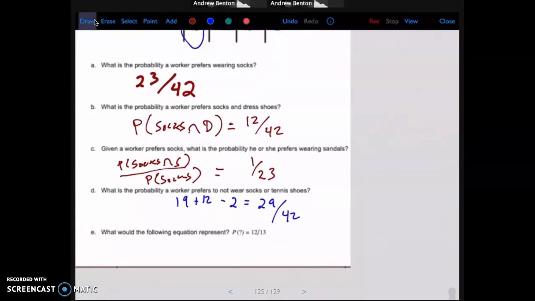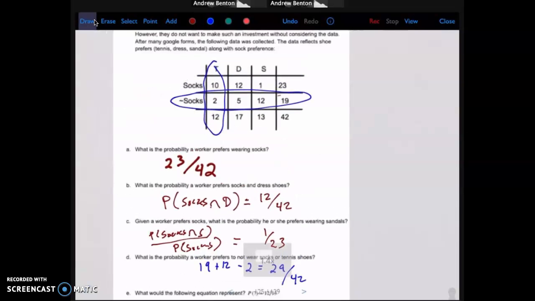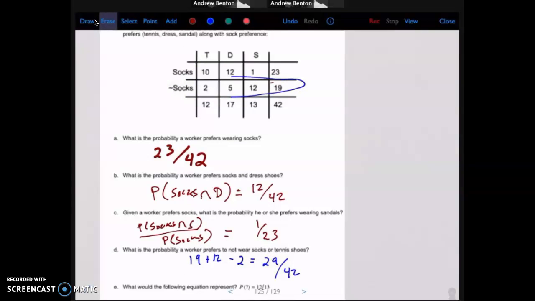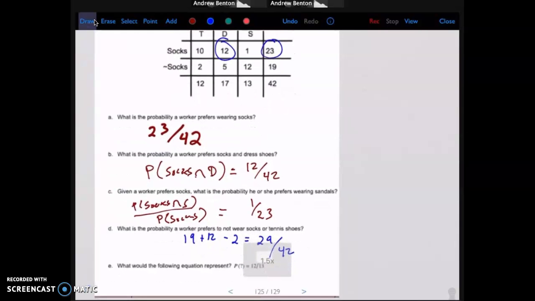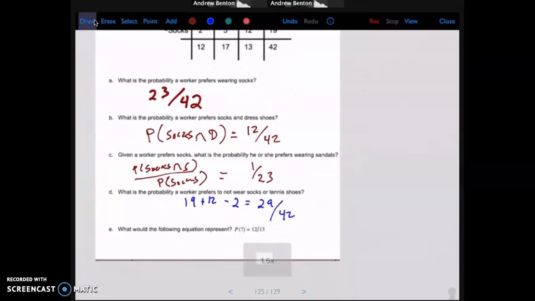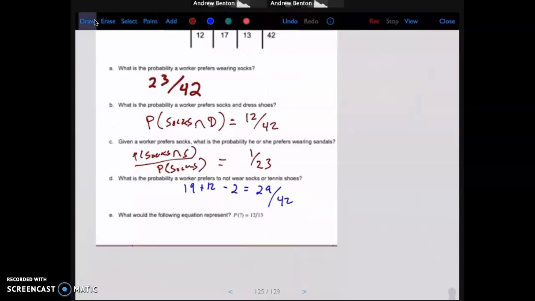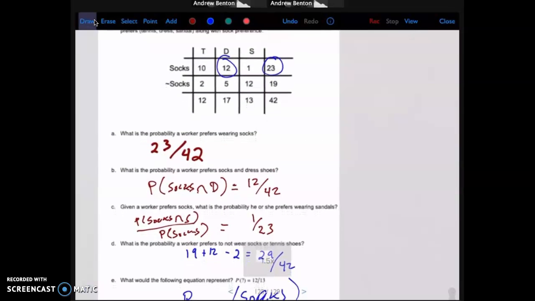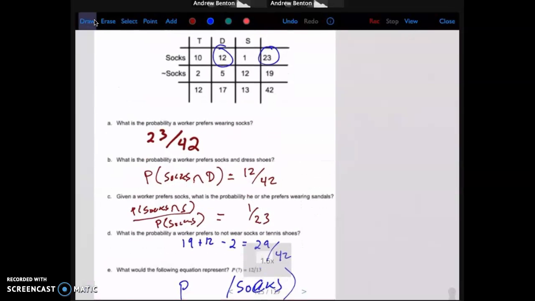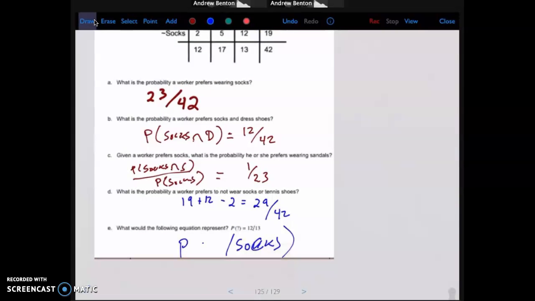Finally, what would the following equation represent? 12 divided by 23. I've got a couple different 12s, so I have to figure out which one to use. So 23 is here. 12 is going to be there. So that's going to be, given that I'm wearing socks, the probability that I'm going to wear a dress shoe. The probability that I'm wearing dress shoes is going to be here. There you go.